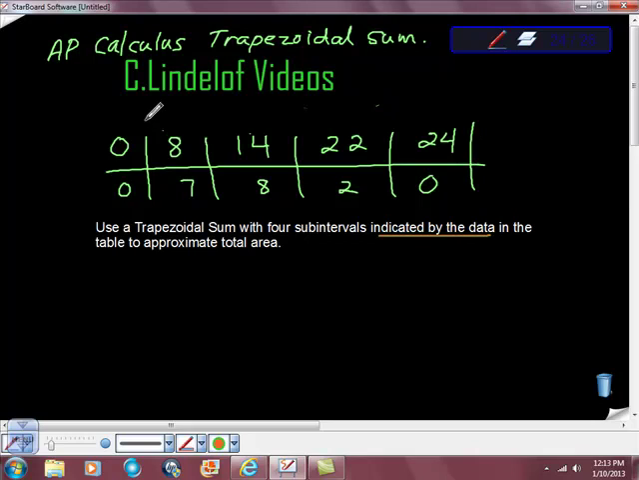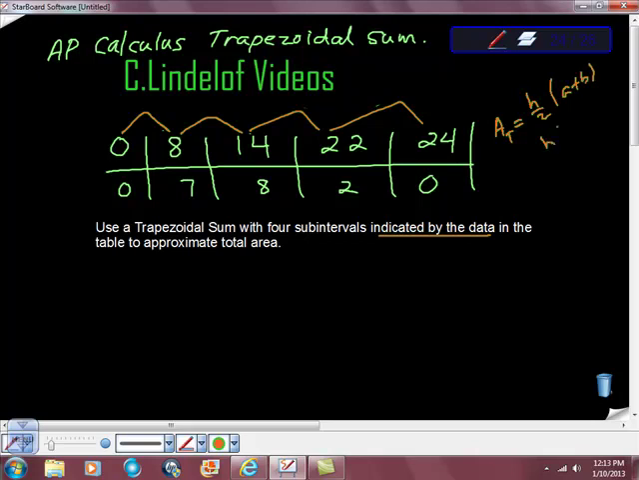I'm just seeing if we have them. We have 1 here, don't we? We have 2, we have 3, we have 4. So we do have 4 subintervals, don't we? I want to remind you that the area of a trapezoid is equal to h over 2 times AB.